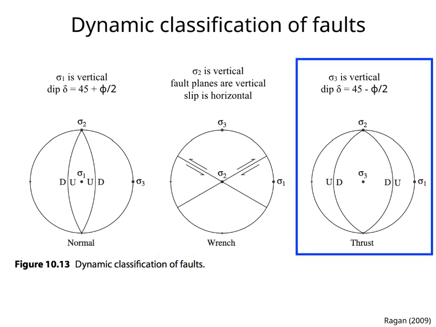In thrust faults, sigma 3 is vertical, and sigma 1 and sigma 2 are horizontal. Sigma 2 is at the intersection of the faults, and sigma 1 is perpendicular to the faults. The dip of the faults is 45 degrees minus the angle of internal friction, phi, divided by 2. For an angle of internal friction, phi, of 30 degrees, the dip of the faults is 30 degrees. The slip on the faults is dip slip.